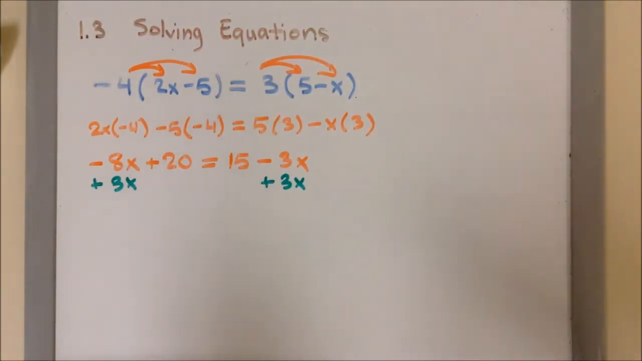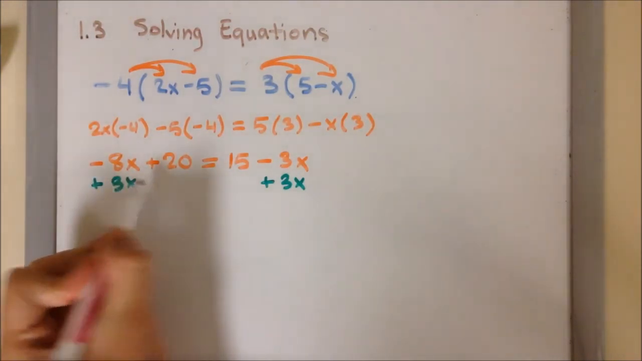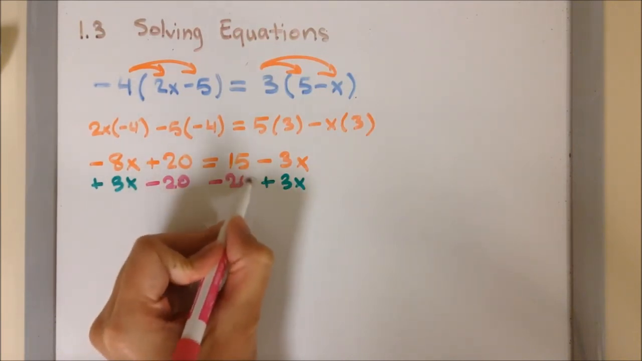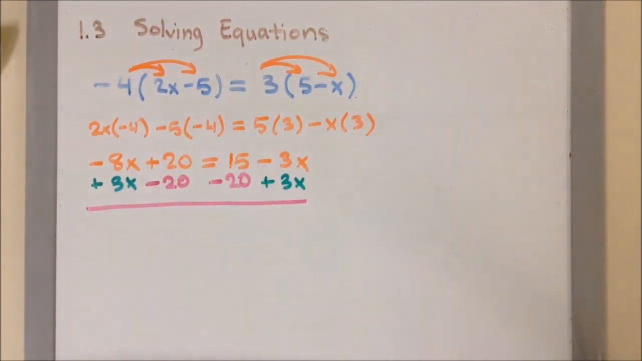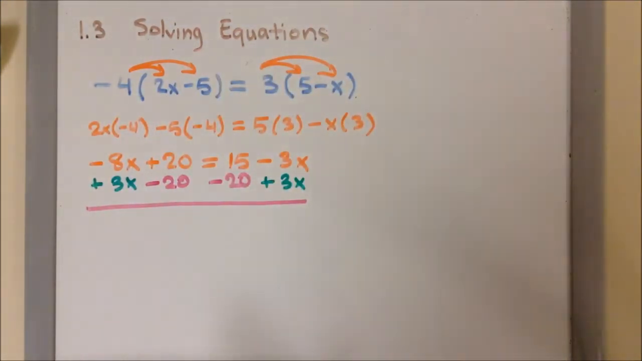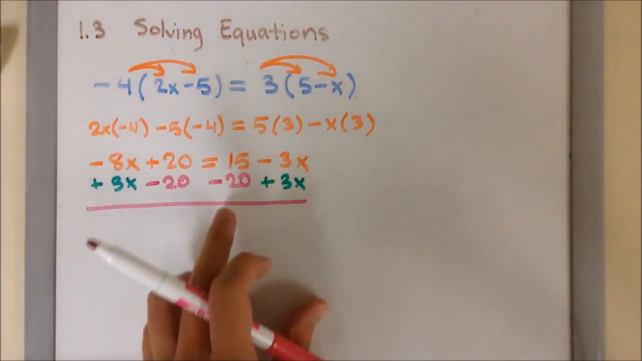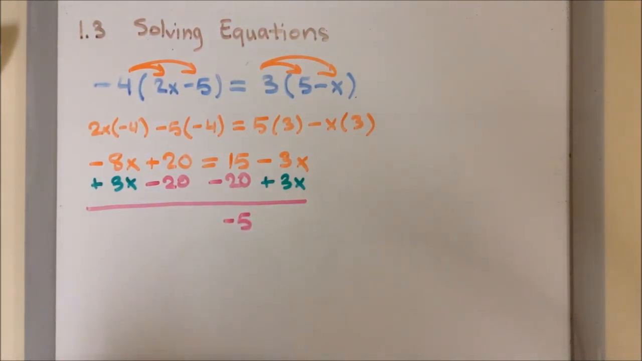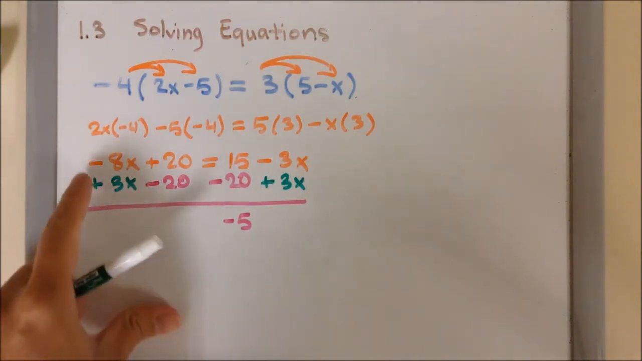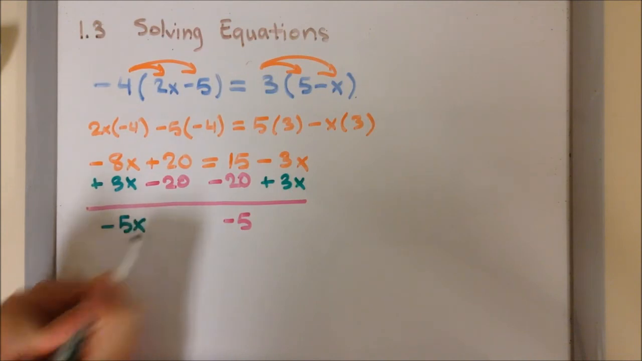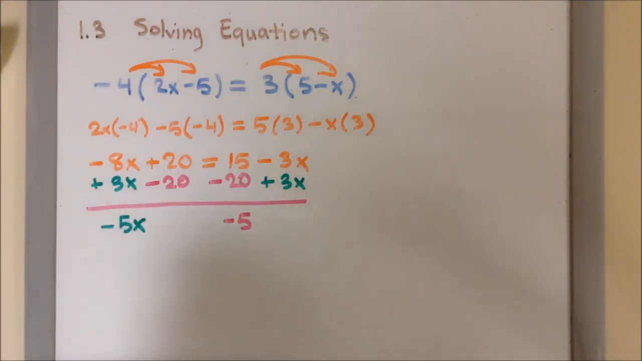And I want all my numbers on the right side. On the left, I have plus 20. The opposite of plus 20 is minus 20. So minus 20 on the left side, minus 20 on the right side. Now again, all I did was combine the variables together, numbers together. Alright, 15 minus 20, I'm working on the number side. That's going to be negative 5. Now my variable is negative 8x plus 3x, that's going to become negative 5x. Bring down the equal sign.